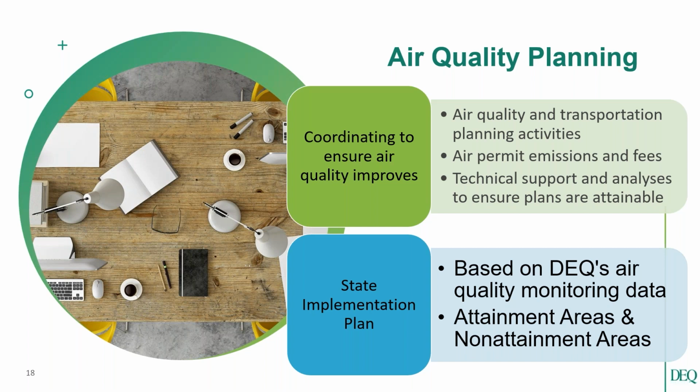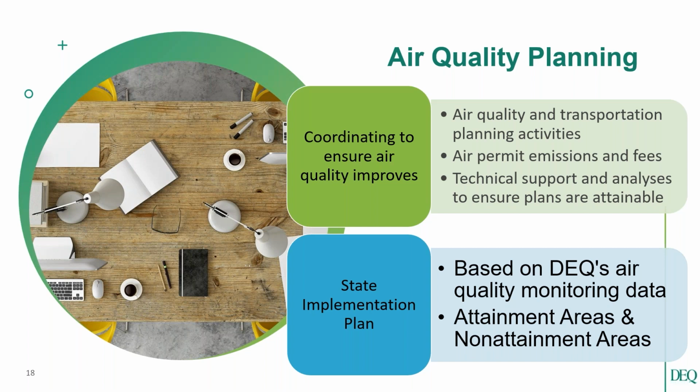To ensure air quality continues to improve, DEQ coordinates air quality and transportation planning services, air permit and emission fees, and provides technical support to ensure that plans are attainable. Based on DEQ's monitoring data and the U.S. Environmental Protection Agency designates attainment areas and non-attainment areas in Virginia.